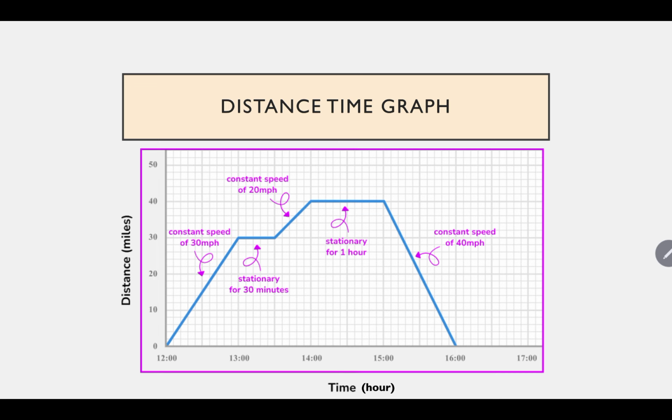Vice versa. If I ask you, at 35 miles, what was the time? So you're going to go to the distance in the y-axis, mark 35 between 30 and 40, and draw a line using your ruler. Never draw with a pen without a ruler or a pencil without a ruler. Use a pencil, use a ruler, and draw a line. And you're going to find that the time was somewhere around 13:40.